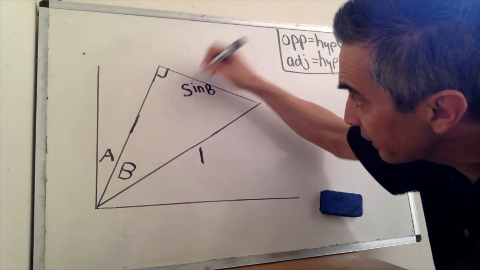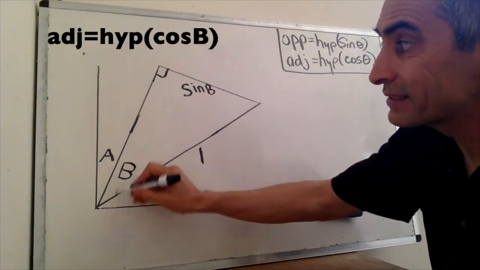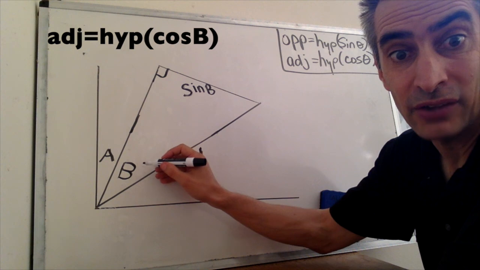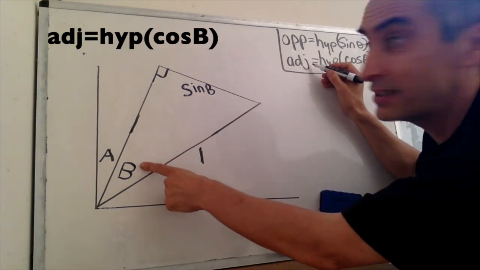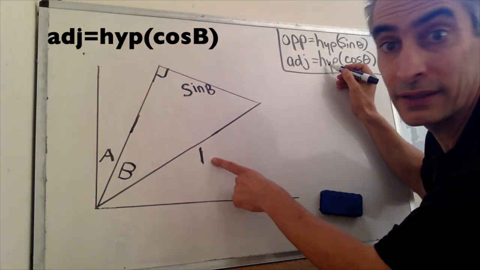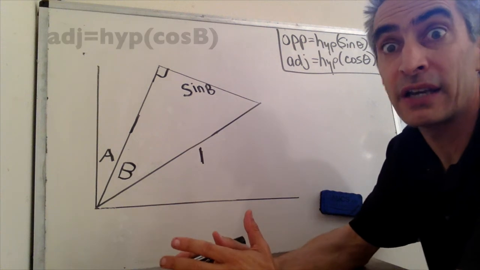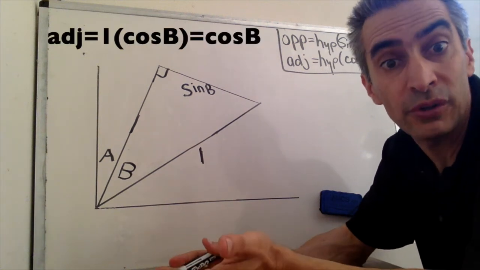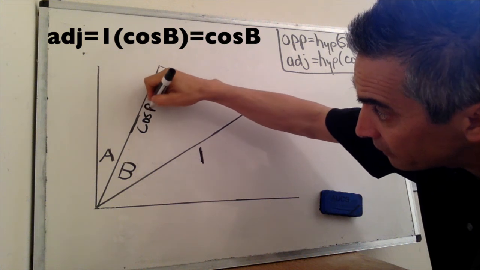This angle here is the sine of b. And then we've got this side right here, and this side is adjacent to angle b. So we use our adjacent formula that we came up with earlier. Adjacent equals the hypotenuse, which is 1, times the cosine of the angle, which is b. So this is going to be cosine of b times 1, which is cosine of b. So we write here cosine of b.